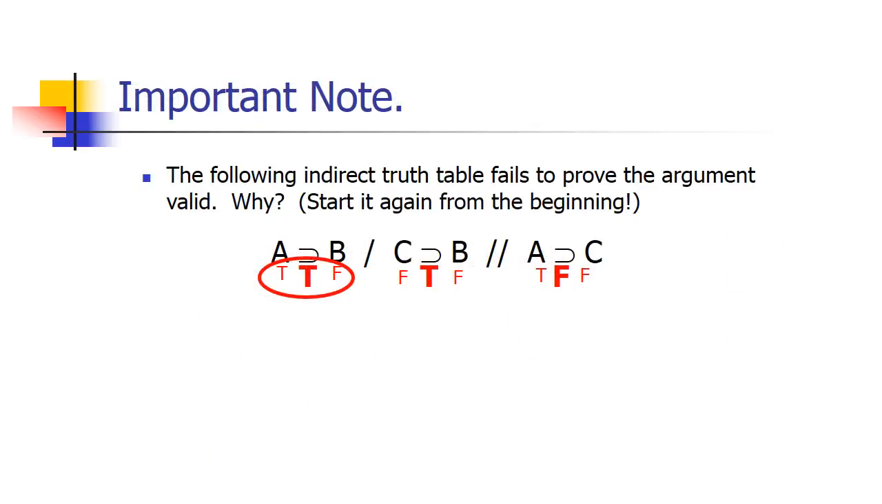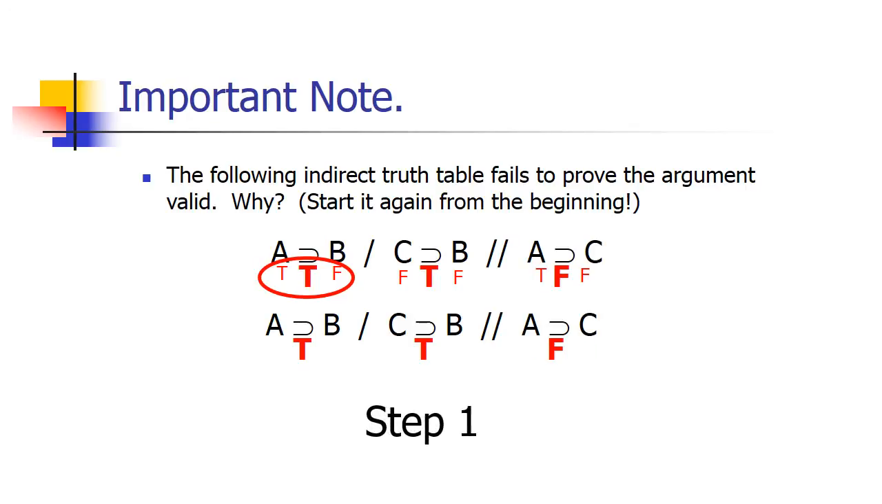Now we need to make an important note here. Notice that in the last example we were forced along each step of our assignments of truth values to the operators and the variables. This indirect truth table that you're looking at now fails to prove that the argument's valid. Why is that? Well, let's start from the beginning. We put in our truths for the premises and falsehood for the conclusion. Step number 1, we have to take what we put under A and C and put it underneath all the other variables.